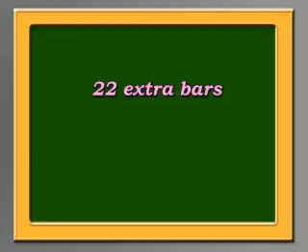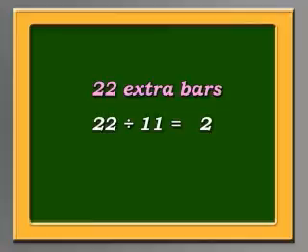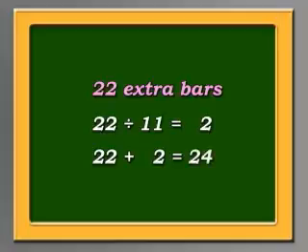But 22 extra bars can be divided by 11, giving us 2 more. So the total number of extra bars is 22 plus 2. That's 24, and a bit left over.